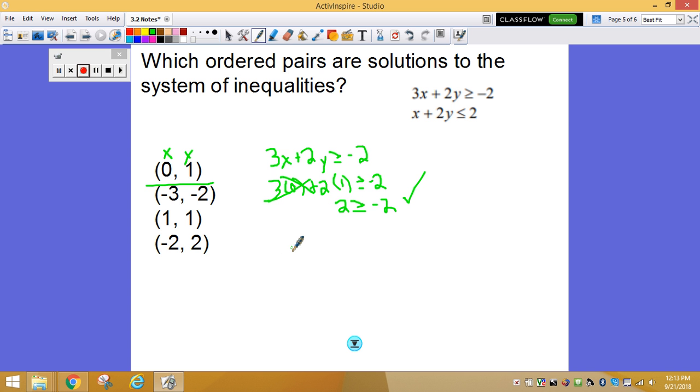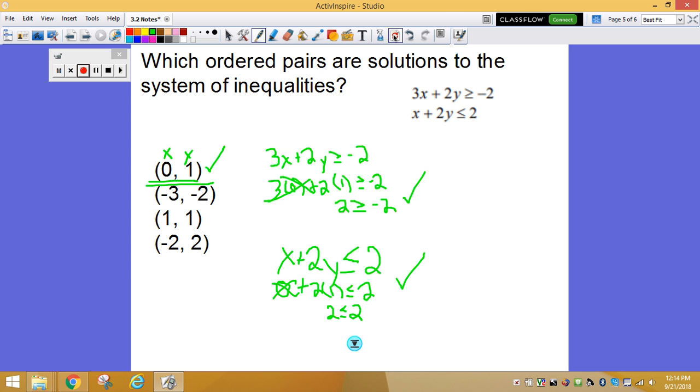That is true. You also have to do it for the second one. So I'm going to do this second one. x plus 2y is less than or equal to 2. So plugging in for x, I'm going to plug in a 0. I'm still on this first one. Plus 2 times y is 1. 2 times 1, oh well, 0 just kind of goes away. 2 times 1 is 2. Is 2 less than or equal to 2? Yes, it equals. So this is true for both inequalities. So yes, this one is a solution.